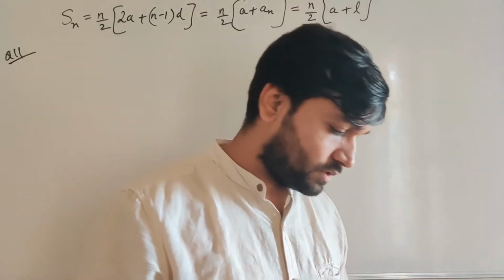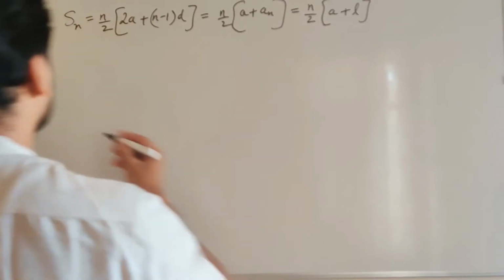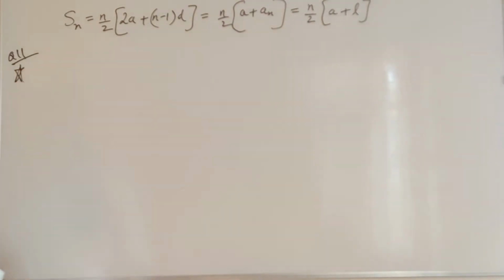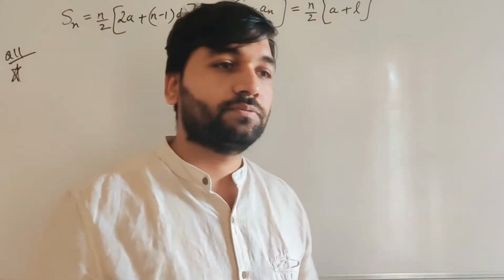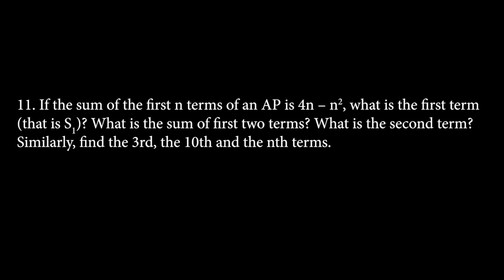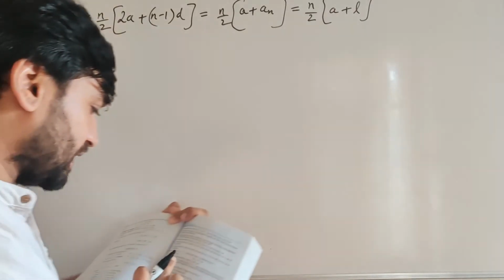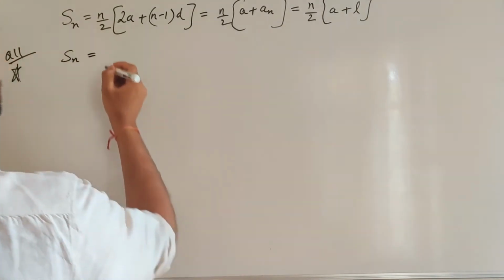Okay. So the next question, question number 11. If the sum of the first n terms of an AP is 4n minus n square. This is an important question. Little tricky, but it's a good question. So if the sum of the first n terms of an AP, what is the denotation? Sn. So the sum of first n terms of an AP is 4n minus n square.